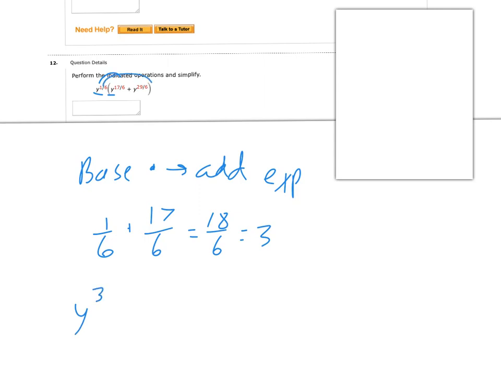And then I distribute it over there as well. And so that already has a common denominator. So it's going to be 30 over 6. So that'll be 5. So plus y to the fifth.